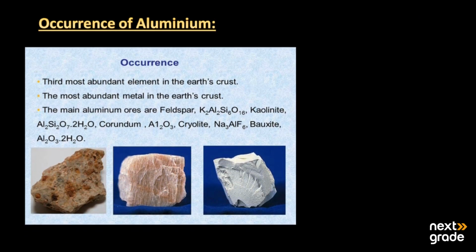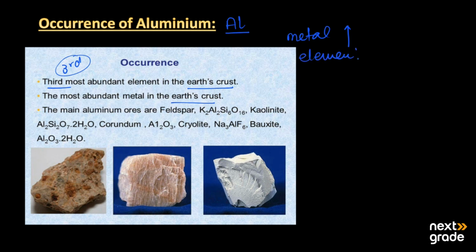First we have the occurrence of aluminium. Mainly aluminium, as its symbol is Al, is the third most abundant element found in the earth's crust. It means if we list all the elements by their occurrence, it is the third most abundant. Next, it is the most abundant metal in the earth's crust. So as a metal its concentration is very high, and as an element it is the third most abundant. Then we have the main aluminium ores.